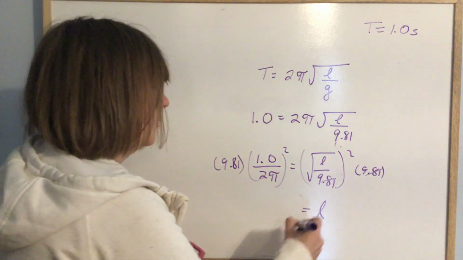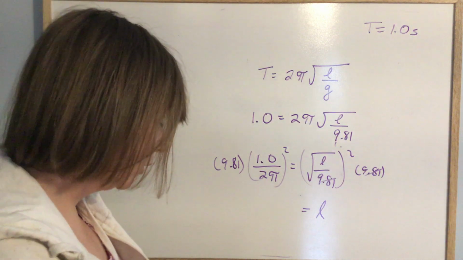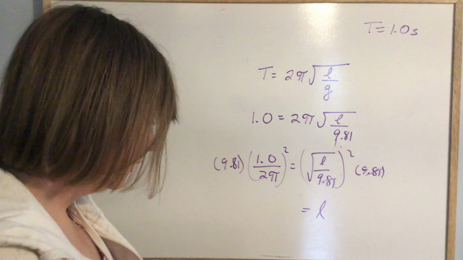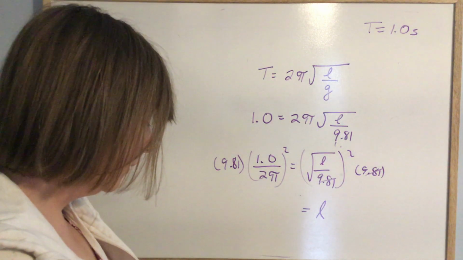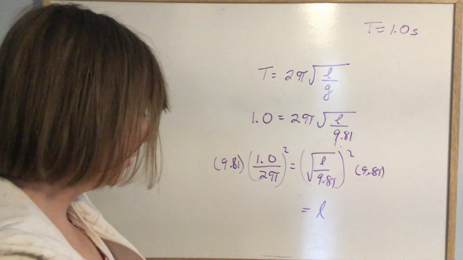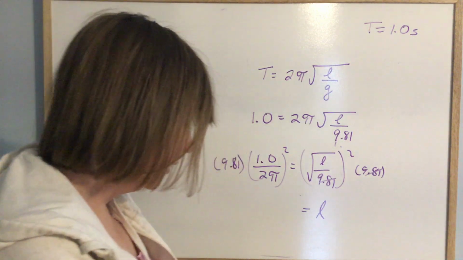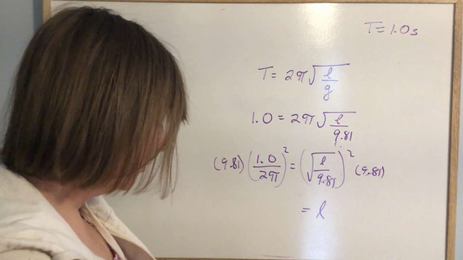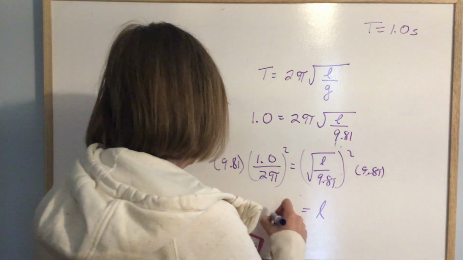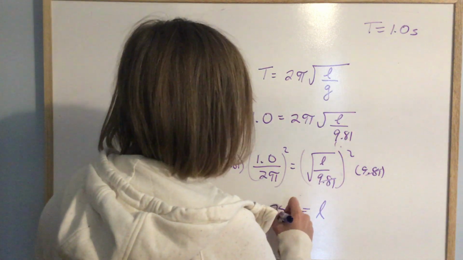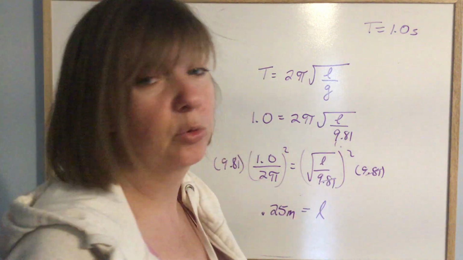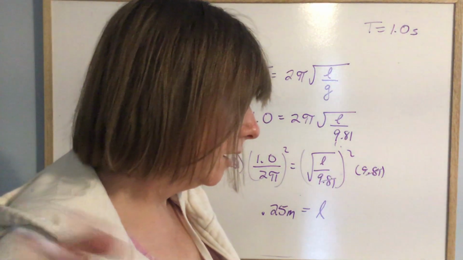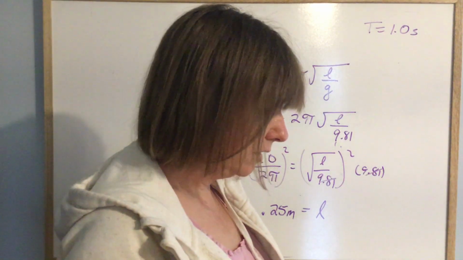So I would multiply this side by 9.81. So what I would end up doing is 1 divided by 2 pi, and I'm putting 2 pi in brackets just to be sure. And then I'm squaring that, and then I'm multiplying by 9.81. And I'm getting a length of 0.25 meters. So 25 centimeters. And that would be it.